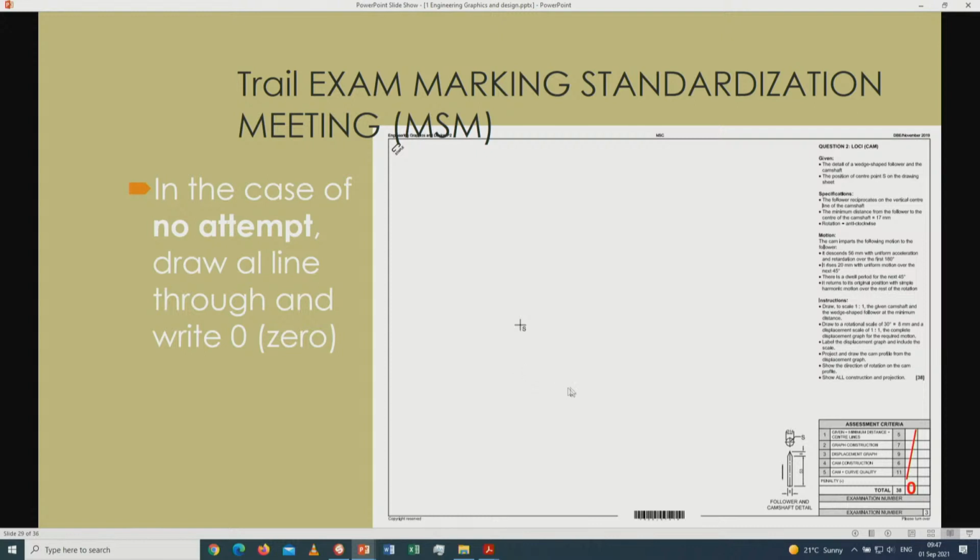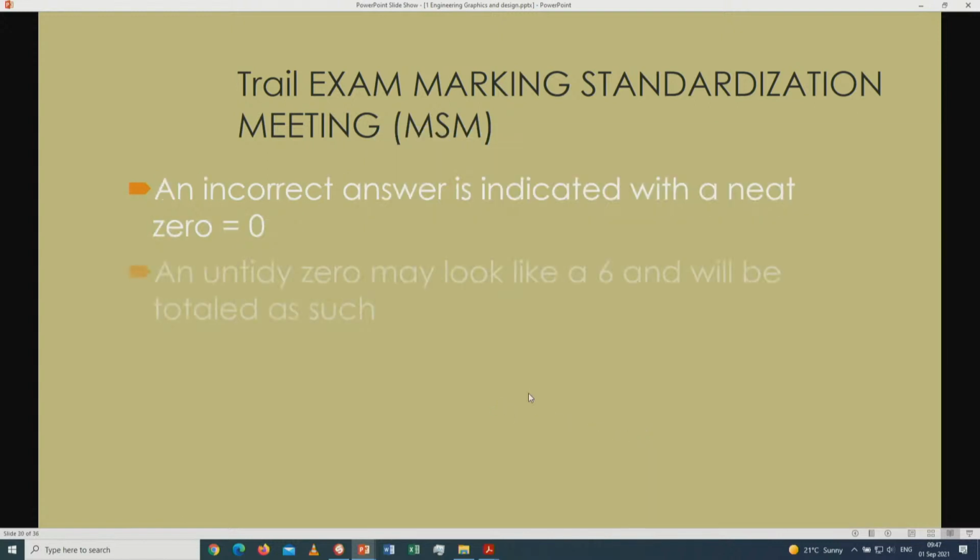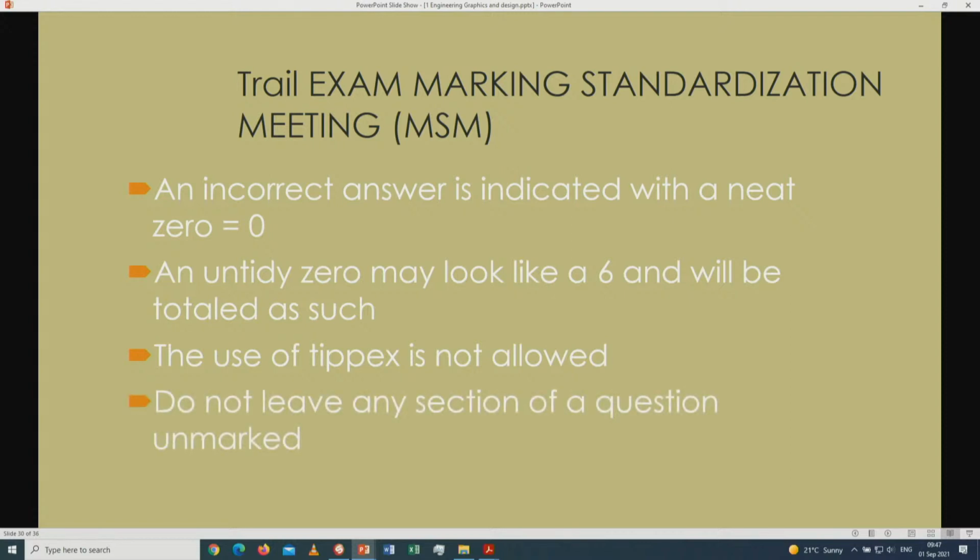If a drawing is not attempted, for instance, you just draw a line through that part and write down 0. Of course you will take that 0 also to the front. Also look at 6s and zeros and those types of things. Make sure that your 0 is a 0, the 6 looks like a 6 and a 9 the same. And then also, you don't use Tipp-Ex when you mark. Never use Tipp-Ex on the exam paper itself. You rather scratch it out and rewrite it somewhere else, but you don't use Tipp-Ex. Right.